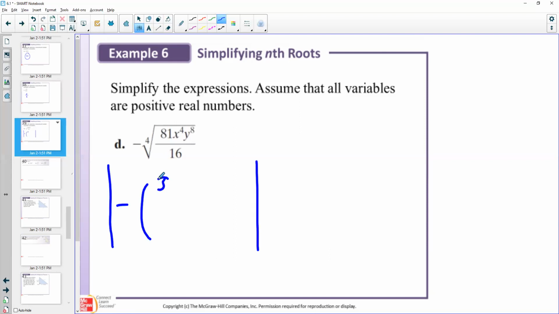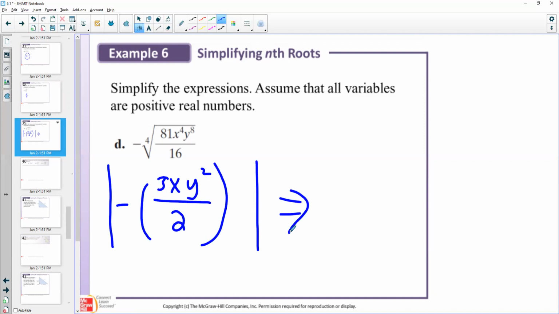The 4th root of x to the 4th is x. The 4th root of y to the 8th is y squared. The 4th root of 16 is 2. All right, so then my final answer over here is I have to take the absolute value of that.